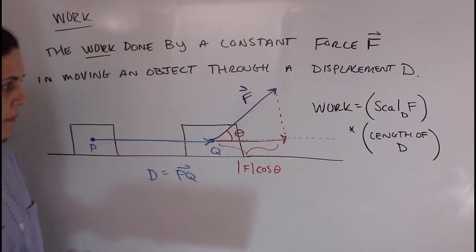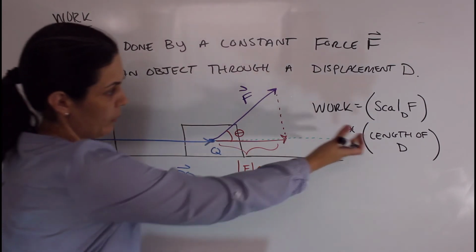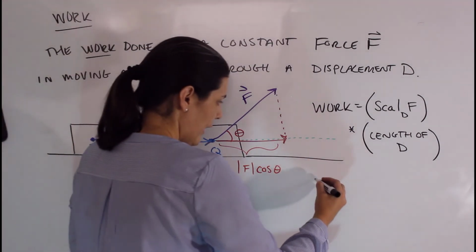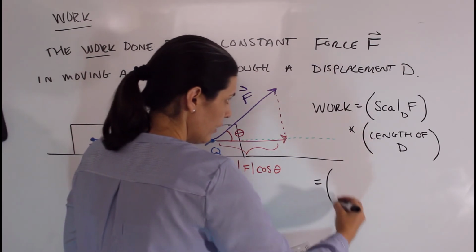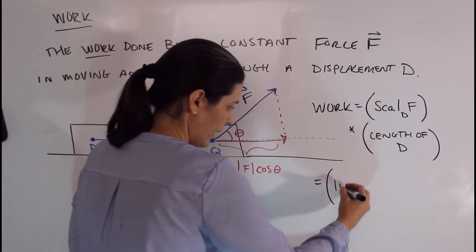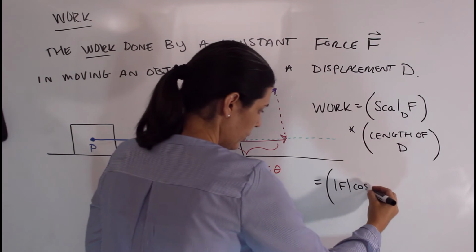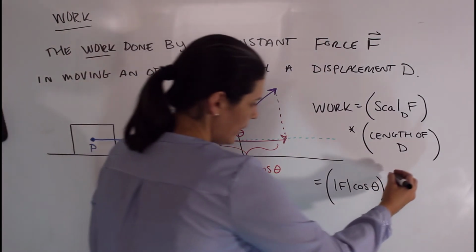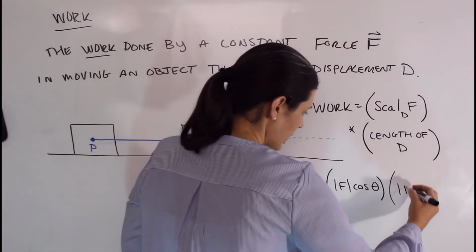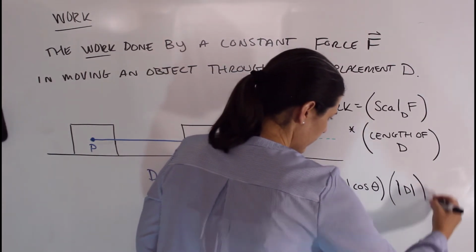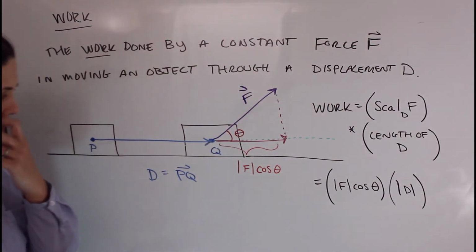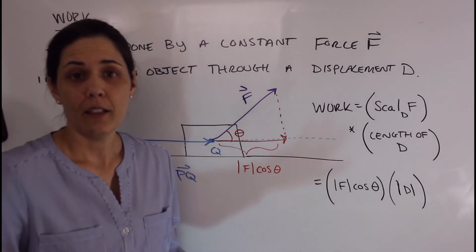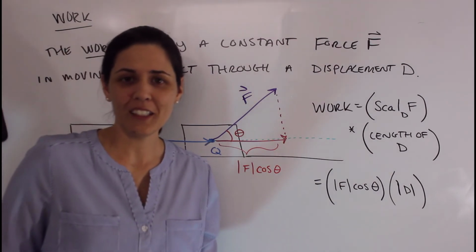Okay, so let's make that look a little better. We don't want to leave our formula like that with words. Let's figure that out. So then that becomes, the scalar component is magnitude of F times cosine theta. And then the length of D, well, that's just the magnitude of D. So that's the magnitude of D. Okay, well, does that look like anything we've seen before? You might say no, but the answer is technically yes.